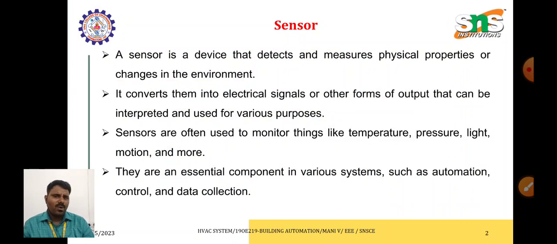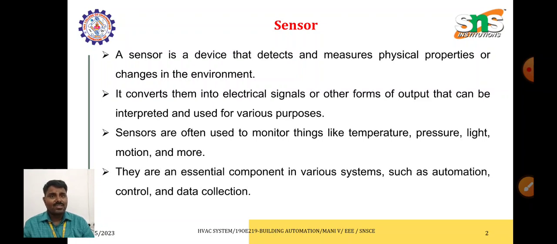So, may I know what is the difference between the sensor and transducer in HVAC applications and how they can be used in HVAC applications? First of all, we should know the difference between the sensor and transducer.